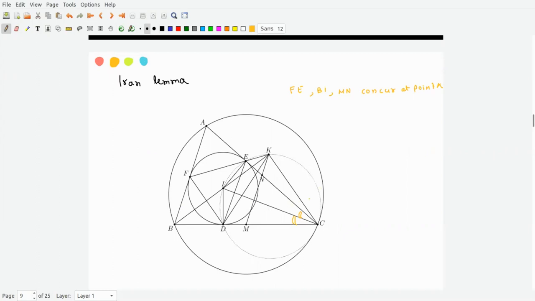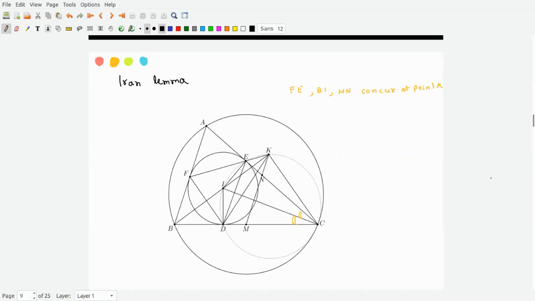And additionally, you also get some cyclic stuff like this. This was in ECMO, I guess. This concurrency point K is cyclic with D, I, E, C. So this is a config. The best thing about configs is you can see a lot of stuff happening, and then you can use a few of them to prove the other stuff. So right now, you have to prove that FE, BI, and MN concur.